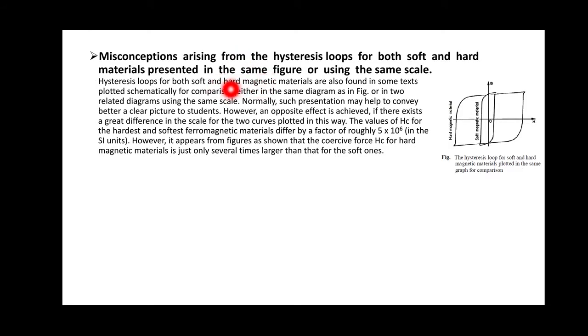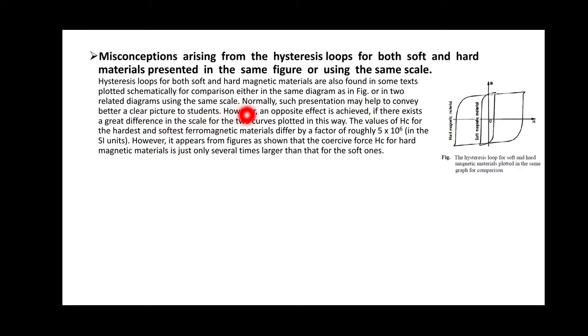Another misconception, and the last misconception which I have covered, is the hysteresis loop for both soft and hard material presented in the same figure or using the same scale. The hysteresis loops for both soft and hard material are found in the same text, plotted schematically for comparison, either in the same diagram or in two related diagrams using the same scale.